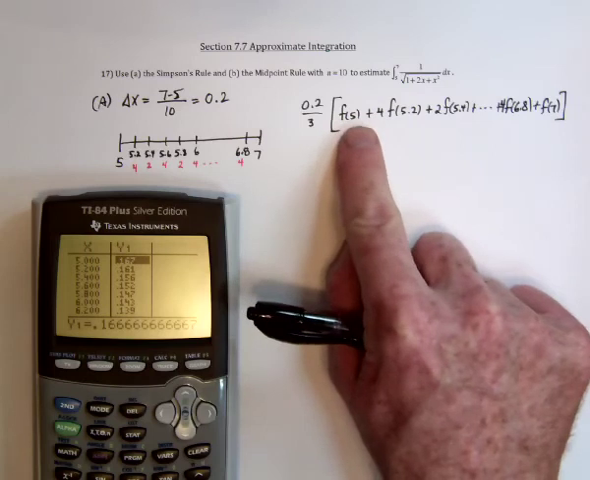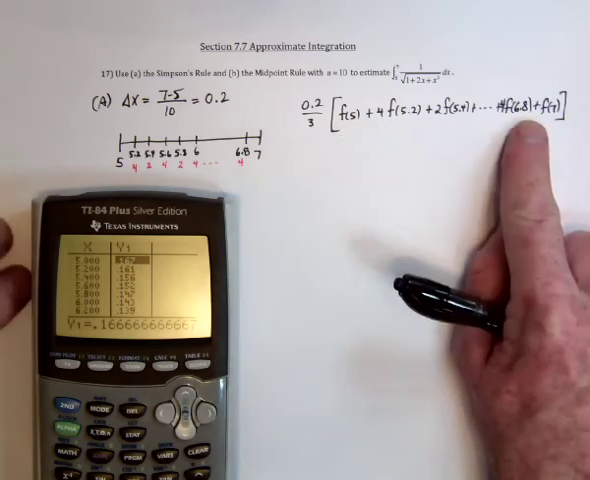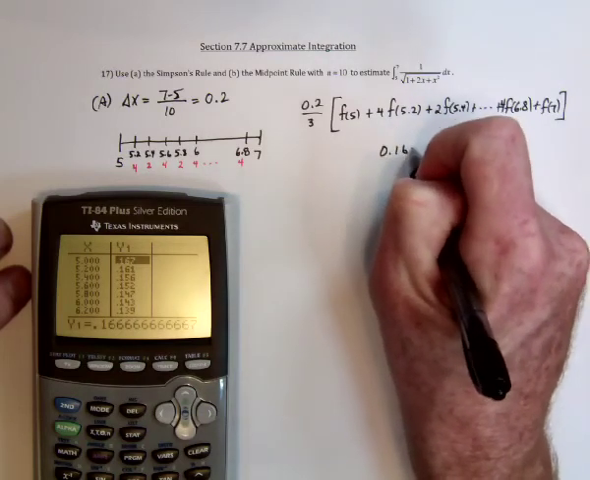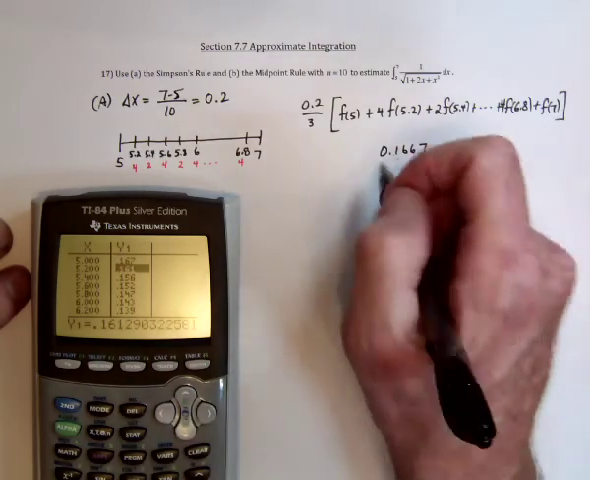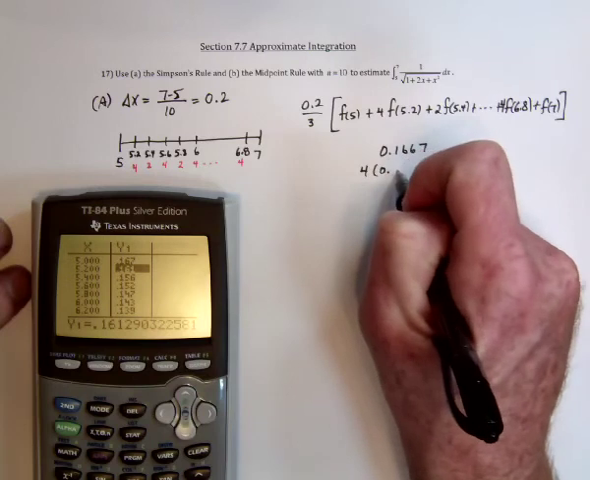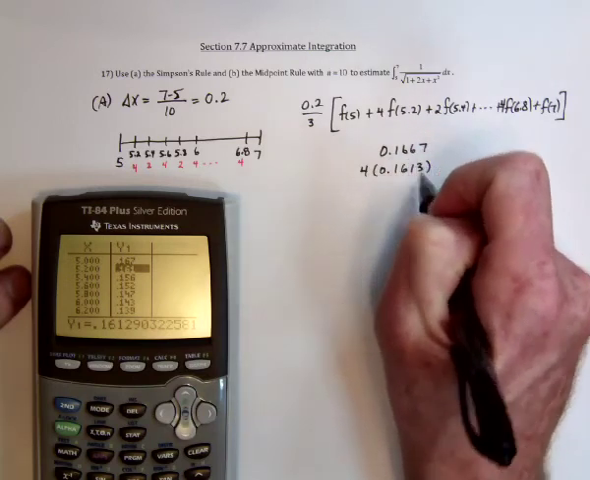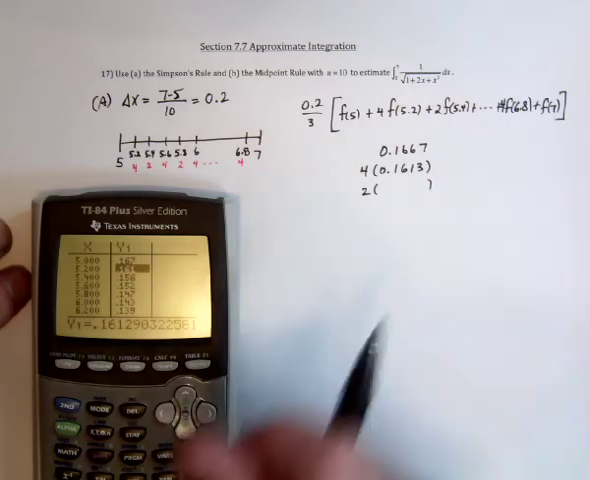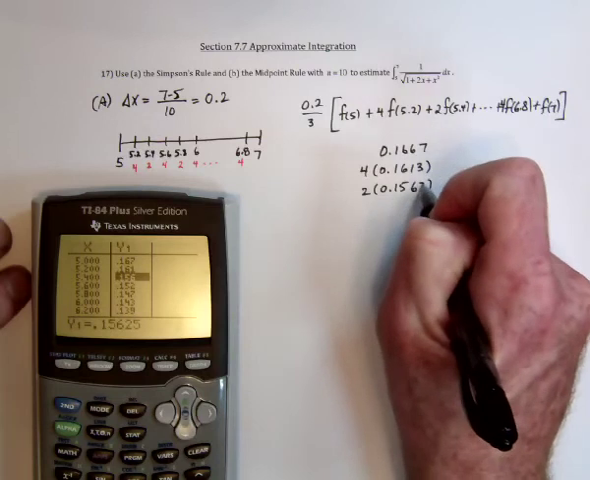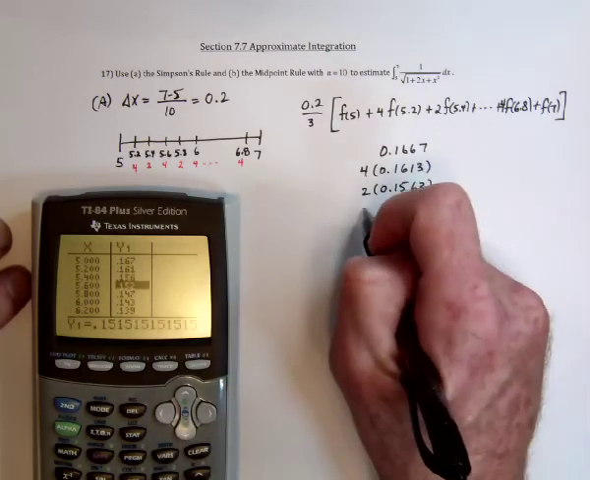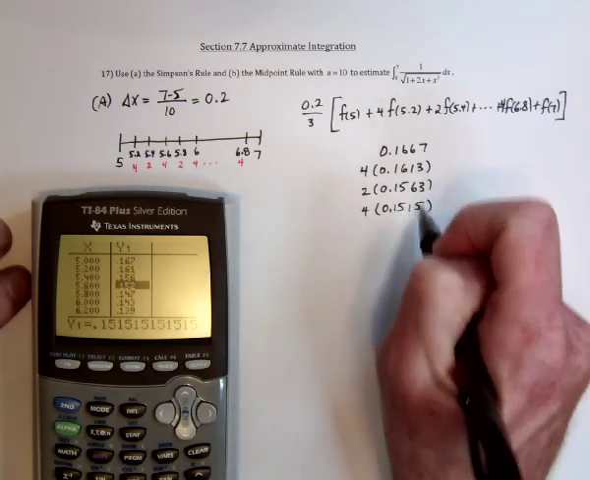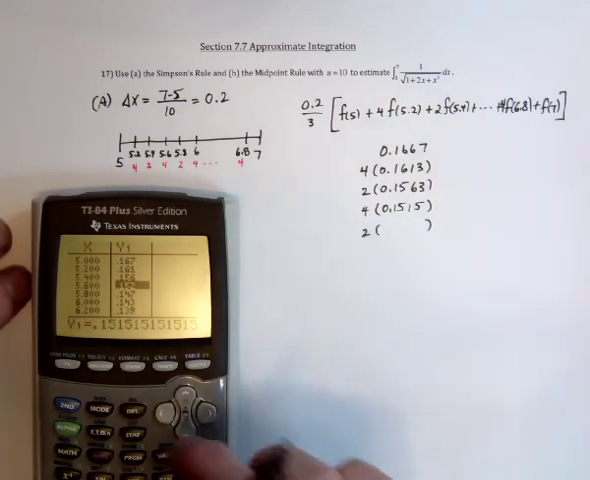Alright, now we need to do all of this decimal part. So first is f of 5, so that's 0.1667. Next is going to be 4 times this one, which would be 0.1613, and then 2 times 0.1563, 4 times 0.1515, and 2 times 0.1471.